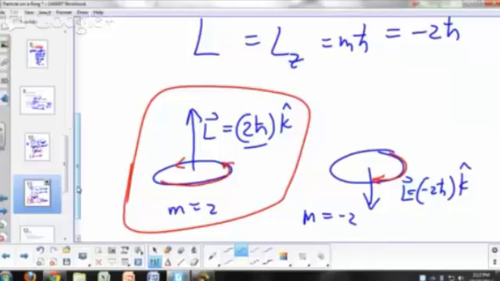And the magnitude of the angular momentum is 2ħ in both cases. It's just that in one case it's pointing upward. So if your particle is moving counterclockwise, then L is pointing upward. If your particle is moving clockwise, then the angular momentum vector L is pointing downwards. So that's how you interpret the direction of the L vector. The angular momentum vector is perpendicular to the plane of motion of your particle, and it tells you whether the particle is moving clockwise or counterclockwise on that plane.